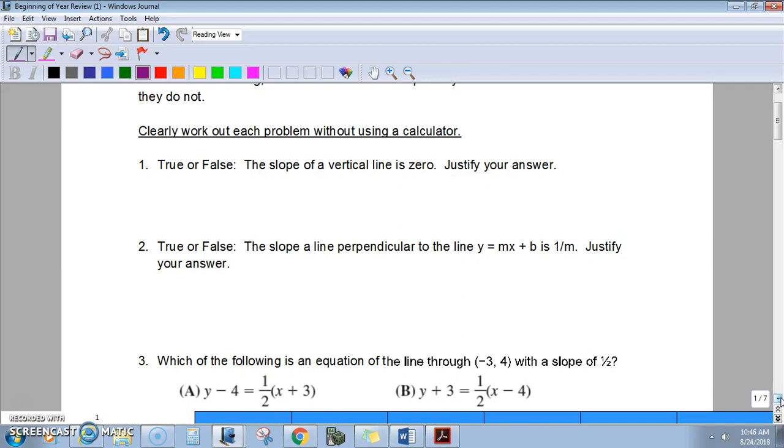So question number 1, true or false? The slope of a vertical line is 0. Justify your answer. So a vertical line is, let me draw a coordinate point system. A vertical line is a line that goes straight up and down. So we know it's either going to have 0 slope or no slope. A horizontal line is also going to have 0 slope, but one is 0, one is no slope. So which one is which?